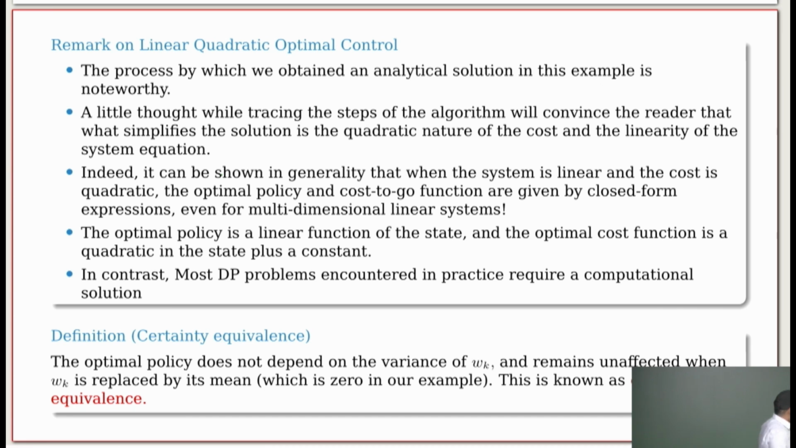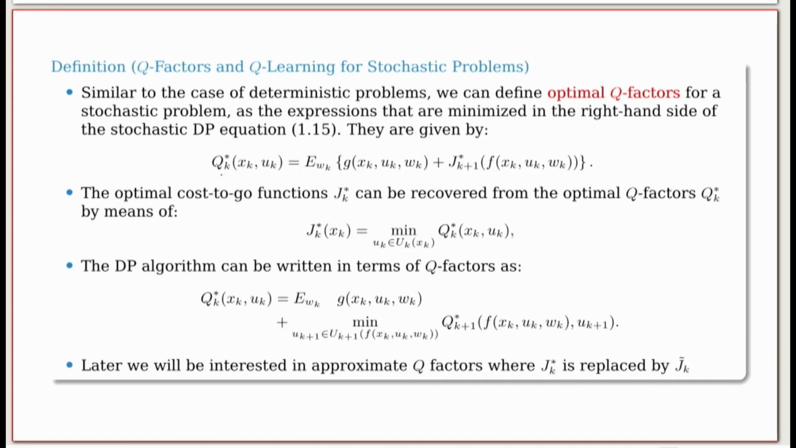Certainty equivalence: the optimal policy does not depend on the variance of Wk and remains unaffected when Wk is replaced by its mean, which is 0 in our example. This is known as certainty equivalence. This is a special case where the optimal policy does not depend on Wk, and we call this the certainty equivalence case.